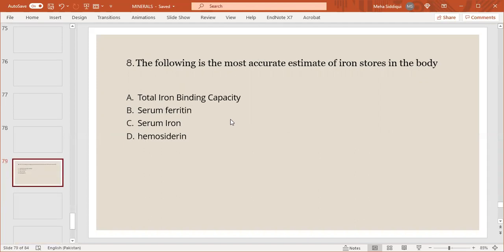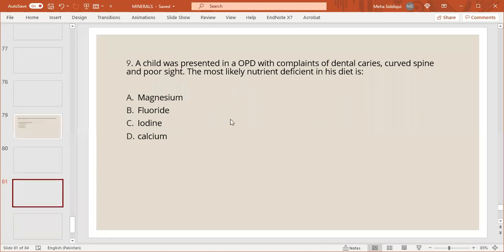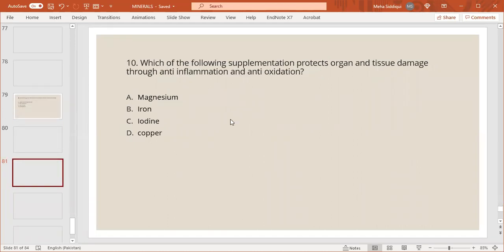The following is the most accurate estimate of iron stores in the body: total iron binding capacity, serum ferritin, serum iron, homocysteine. Serum ferritin. Yes, the right answer is serum ferritin. A child presented in an OPD with complaints of dental caries, curved spine, poor eyesight. The most likely nutrient deficient is fluoride. Yes, the right answer is fluoride. Which of the following supplementation protects organ and tissue damage through anti-inflammation and antioxidation? Magnesium, iron, iodine, copper.